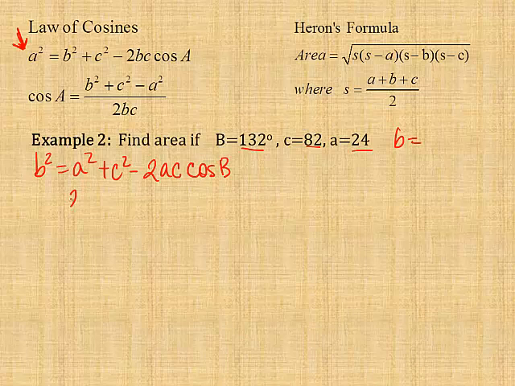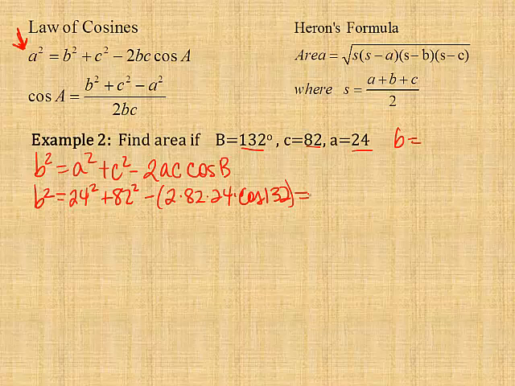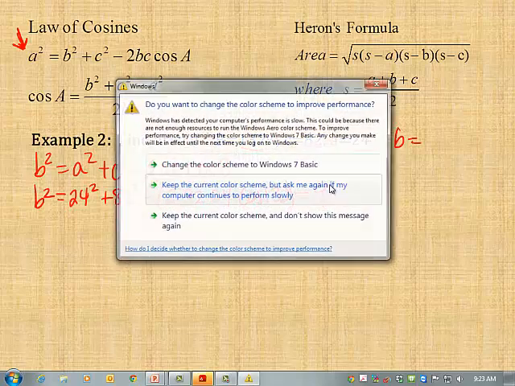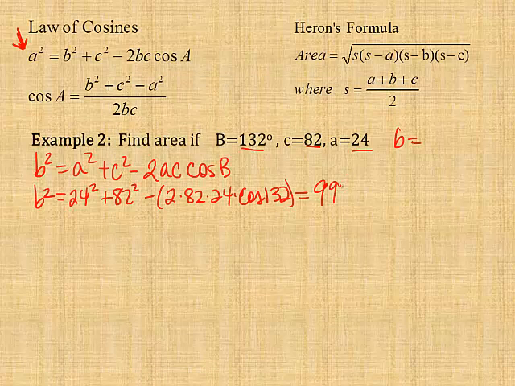I'm going to plug in my numbers, so 24 squared plus 82 squared minus 2 times 82 times 24 times the cosine of big B, which is 132. Remember, that is b squared. So let's find out what this is. That's b squared. I get 9,933.70. But then I take the square root of that. I get 99.67. And that's little b. So little b is 99.67.